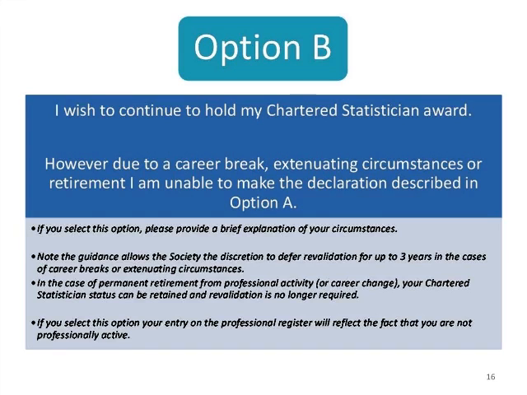But bear in mind that if you choose option B, then your entry on the professional register will reflect the fact that you're not professionally active, and this will be temporarily on the professional register for a career break and extenuating circumstances, but permanently there should you indicate retirement or a permanent career change.